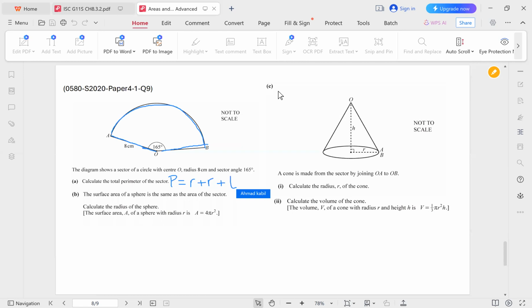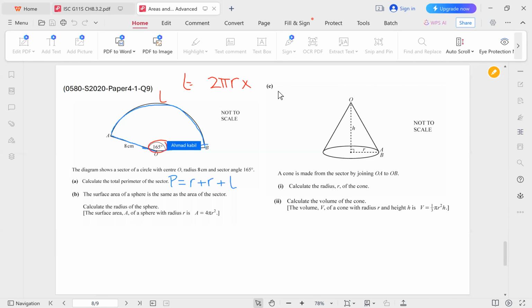How do we get L? L is the length of an arc, which is part of a circle. So we write down the perimeter of a circle. So this is L here, and L equals perimeter of a circle multiplied by a certain fraction. It's not a complete circle. It's only part of a circle. So how do we get this part?